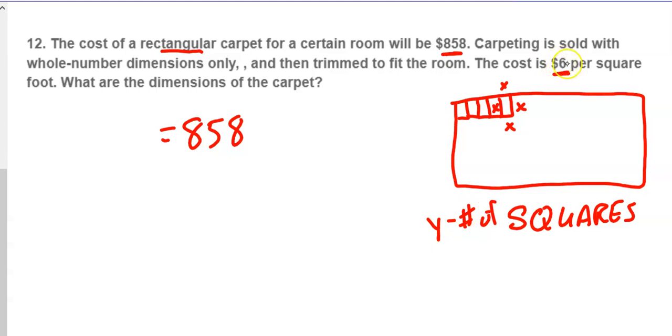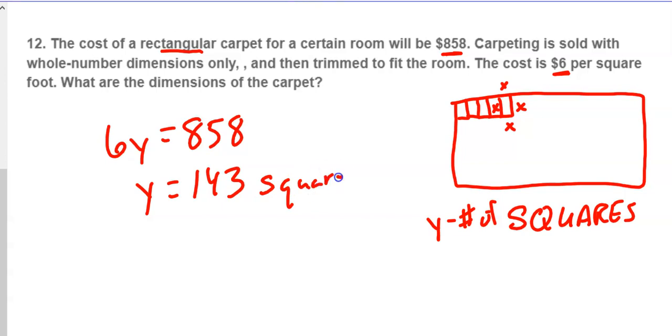So I have to take $6 times the number of squares, and that would equal my total cost of $858. Divide that by 6, okay? That's going to be 143. And again, that's the number of squares that I can actually put inside this rectangular piece of carpet. Okay, now here's where it gets a little bit different, right? Okay, so I'm really just going to think about length and width here.